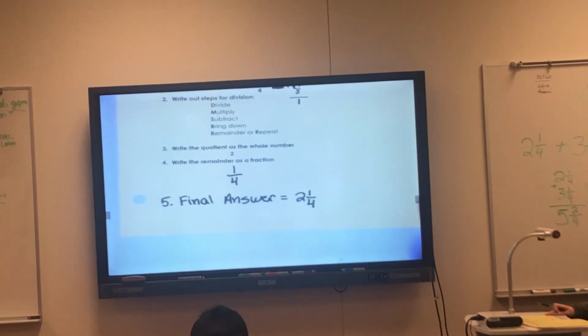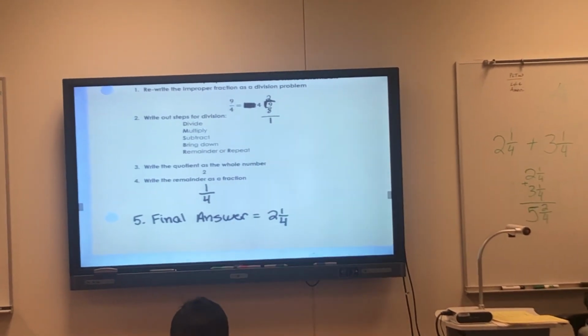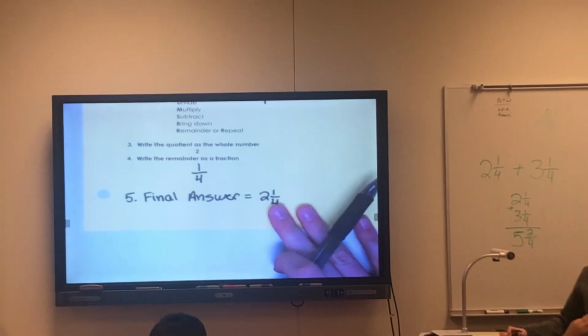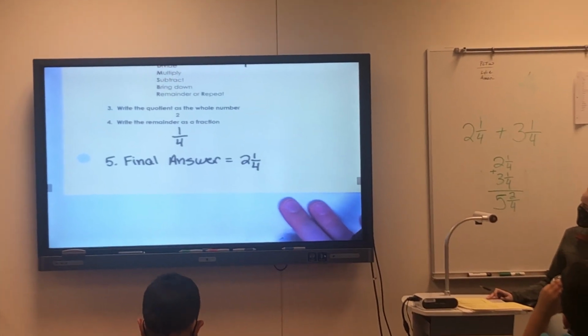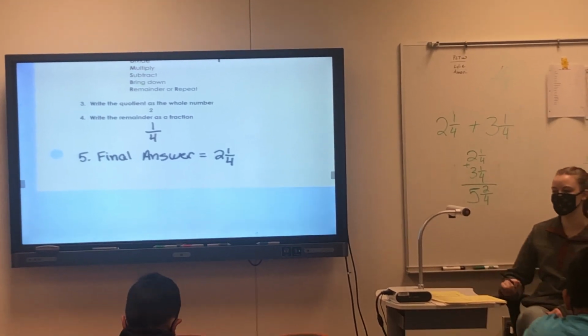So let's move on to step 3. So 9 divided by 4 is 2, remainder 1. Okay, so keep that in mind. So number 3 says write the quotient as the whole number. Who can remember?